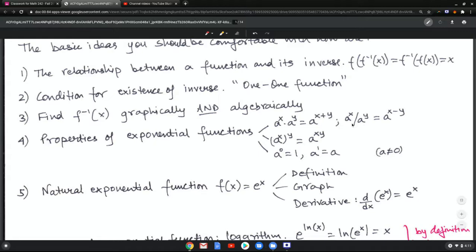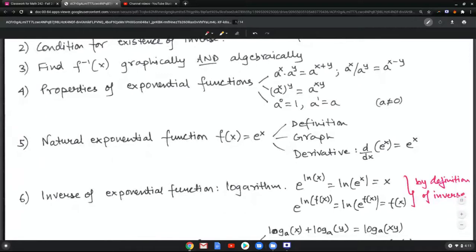We looked at properties of exponential functions. Some of the important properties are briefly mentioned here. We looked at the natural exponential function, e to the power x, its definition, its graph, its derivative, which is itself, and thus by definition, its antiderivative, which is also itself plus a constant.